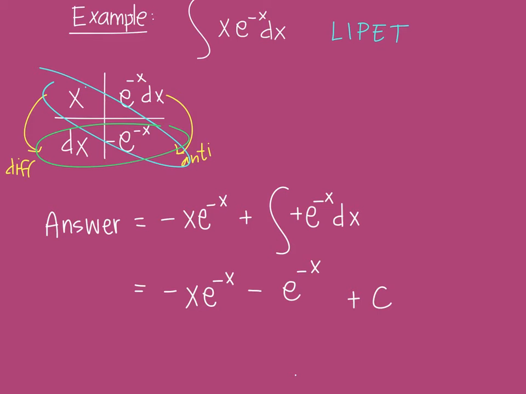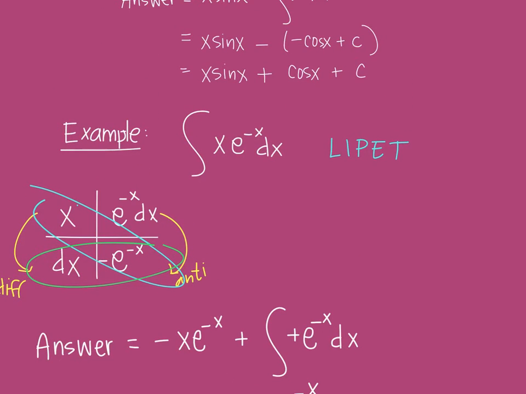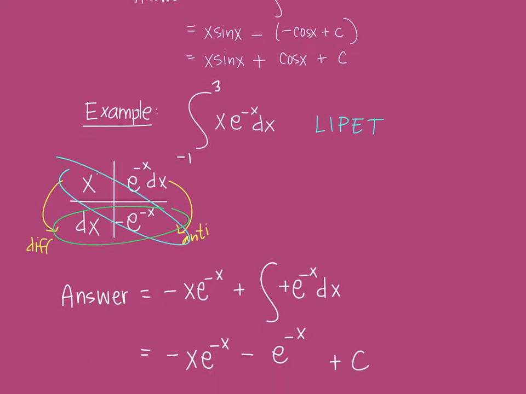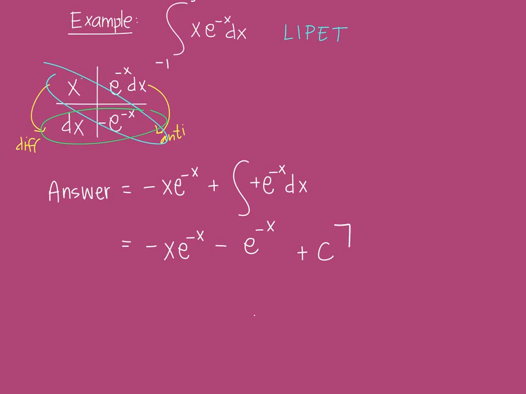Okay, now I did say these were going to have bounds. You don't have to worry about the bounds till you're done, so I'm going to go back and tell you what the bounds were. -1 to 3. So when you're finished, then you put your bracket around and go -1 to 3. And then we'll evaluate that just like we were earlier.